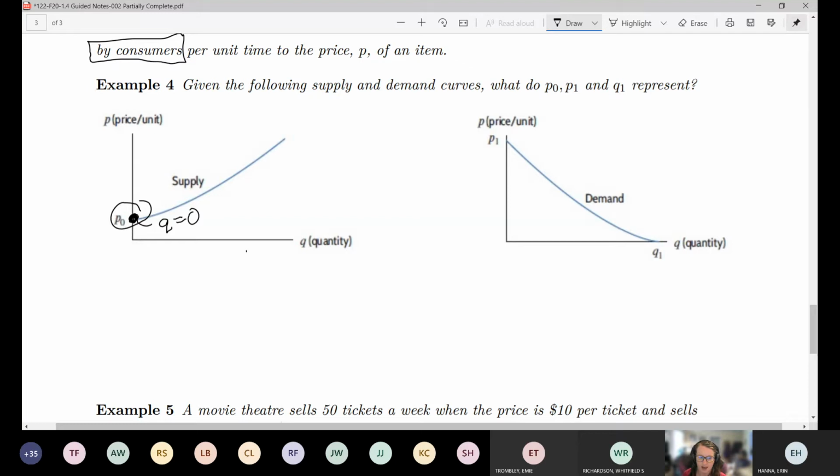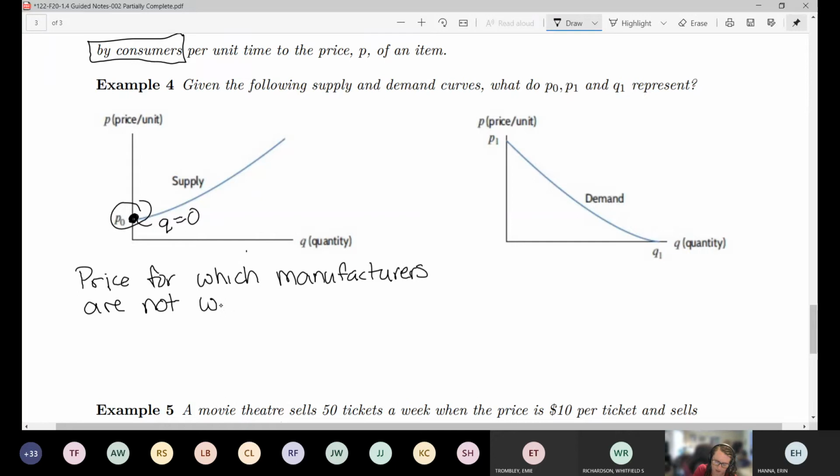And since this is our supply curve, this is essentially the price for which manufacturers are not willing to make any products. I went up to my manufacturing people and I said, hey, these radios are going to sell for $5. And they looked at me and they went, that's not worth my time, get out. So that's essentially giving me the price such that no things are being made for me.